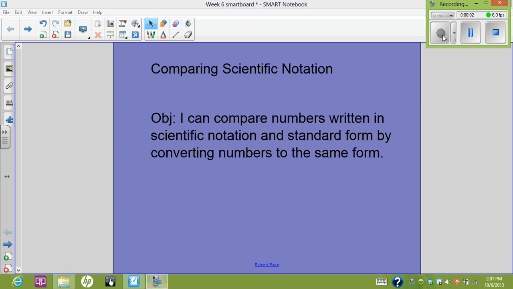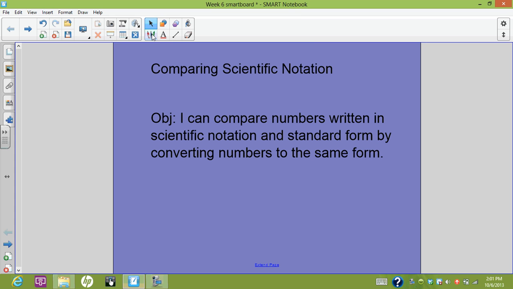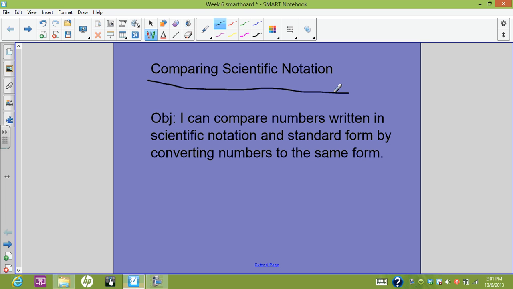Our topic today is comparing scientific notation. We have already learned in class how to turn numbers into scientific notation and how to turn numbers written in scientific notation back into standard form. So today we're going to be talking about comparing scientific notation in standard form. And we're going to do that by converting numbers to the same form so that they're easier to compare.